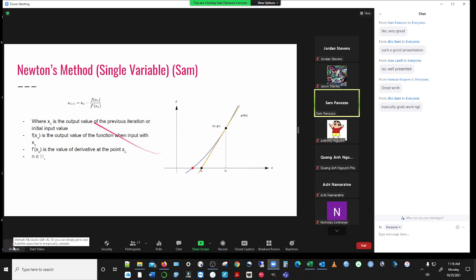Then for the second part, we have the output value of the function at x of n over, and then the denominator, sorry, is the value of the derivative at x of n. So as you continue doing the iterations over and over again, you get closer and closer to the true value of the root.